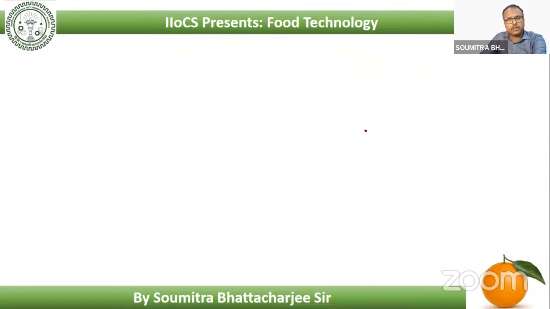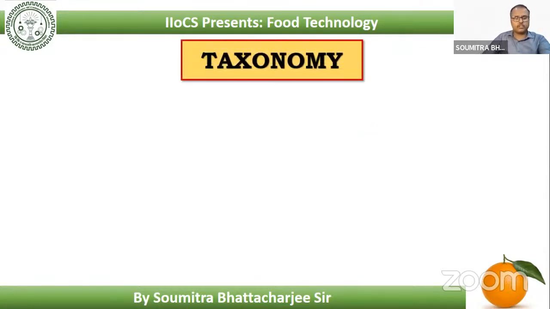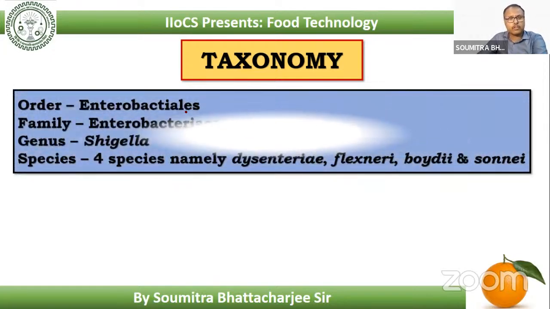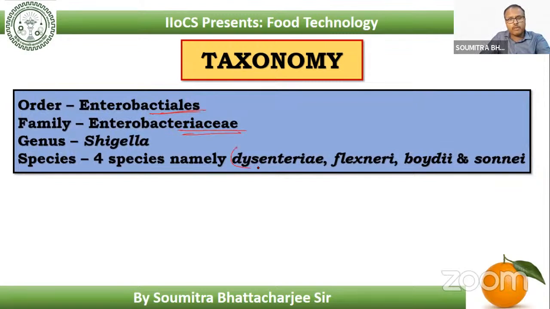So if you look at the taxonomy of Shigella, do remember, students, that Shigella is a typical rod-shaped, or bacillus, bacterium which is gram-negative in its structure. Taxonomically, it belongs to the order Enterobacterales, with family Enterobacteriaceae, and it has four major species: Shigella dysenteriae, Shigella flexneri, boydii, and sonnei, among which the most critical and most dangerous species is Shigella dysenteriae itself.